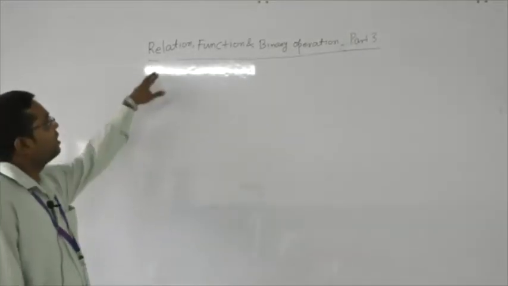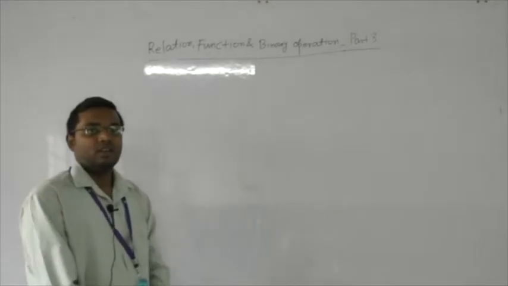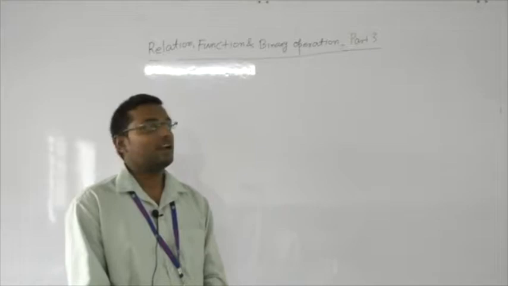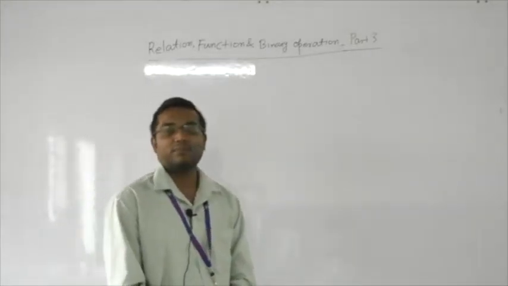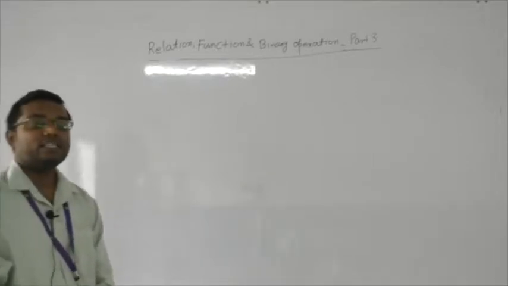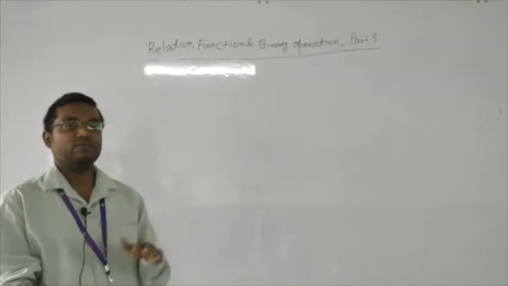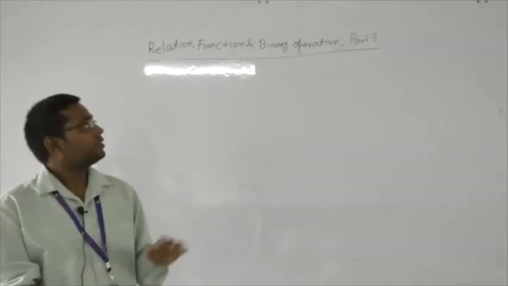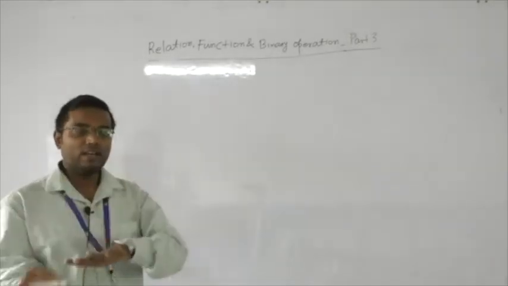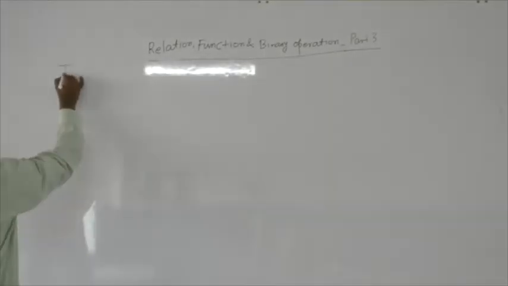So we will continue our topic, relation, function and binary operation, part 3. Already we have done 2 sessions on this. Today we will start part 3 on this same chapter. Last class we had finished the types of relation. What is a relation? Now we will start a special type of relation that is called the function. We will see the types of functions.